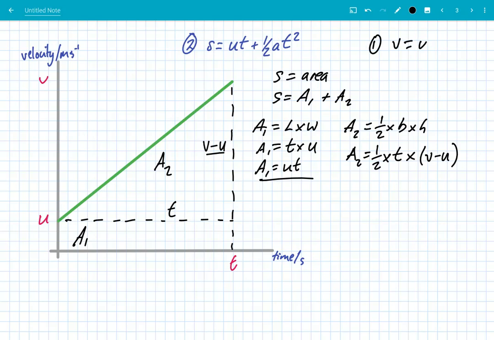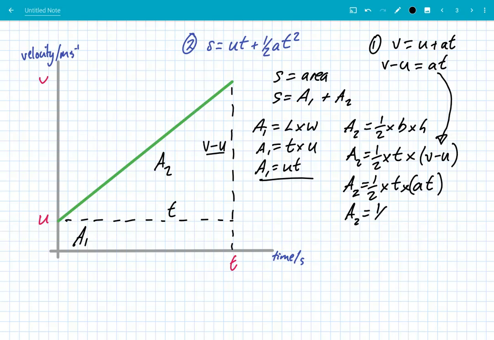v is equal to u plus at. I can rearrange that to give me v minus u is equal to at, by taking away u from both sides. And now I can substitute at in place of v minus u, which gives me A2 is equal to half, multiplied by t, multiplied by at. And if I simplify that, that gives me half at squared.